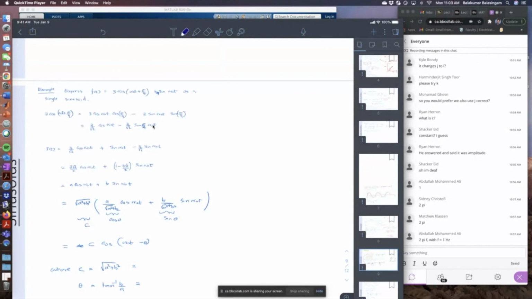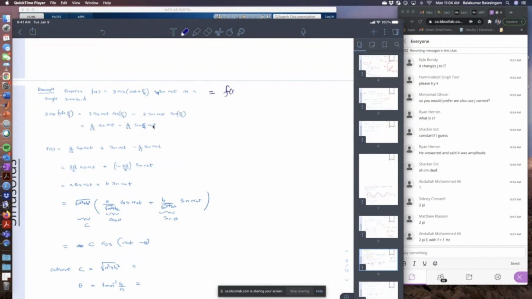3 cos(ω0 t + π/4) plus... is there a 4 or not? Sine ω0 t. Is it 4 ω? As a single sinusoid. I'm starting to wonder. There is no 4, okay? So that's what I see here.